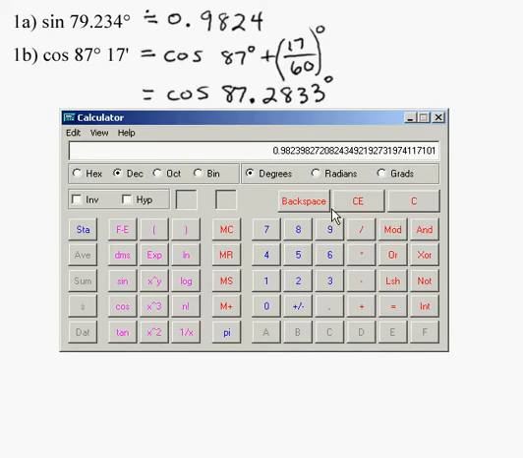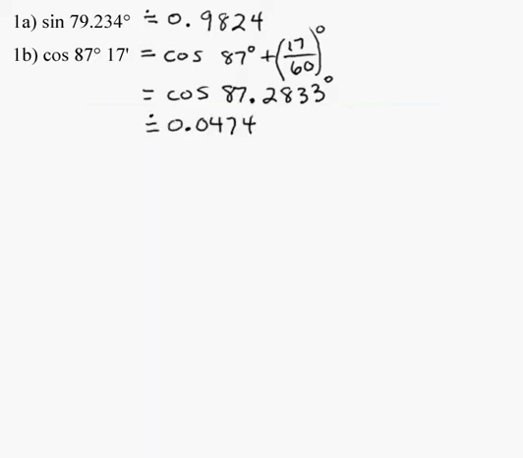So to do that, let's get the calculator. I'm going to clear the previous entry. Type in 87.2833. Look for the cosine button, press it, and then we'll round our answer to 4 decimal places, so 0.0473975. When we round that to 4 decimal places, that's approximately 0.0474. So far everything's pretty straightforward.